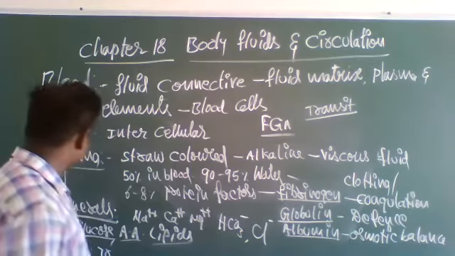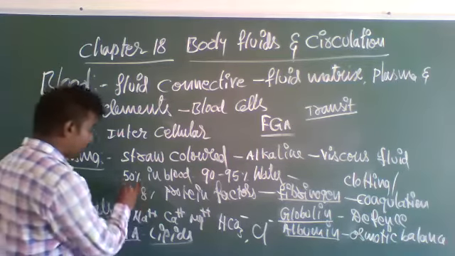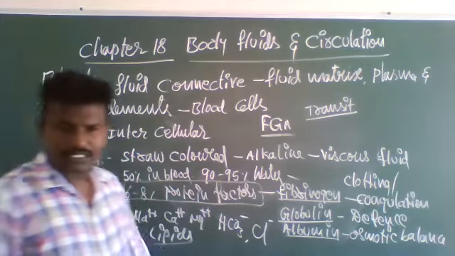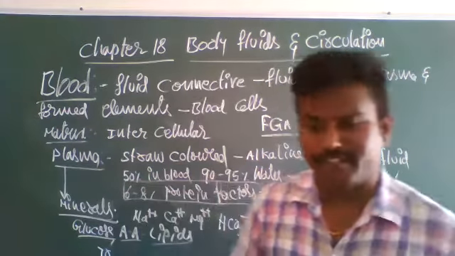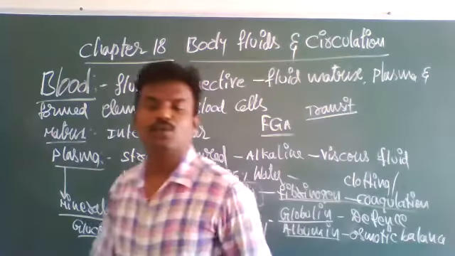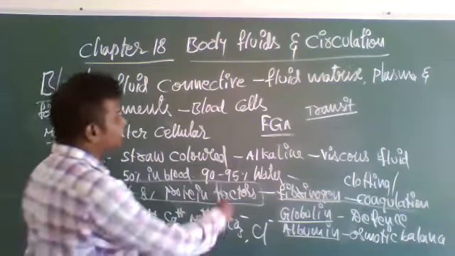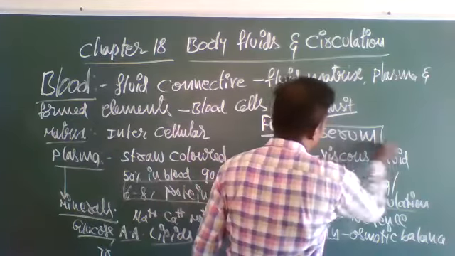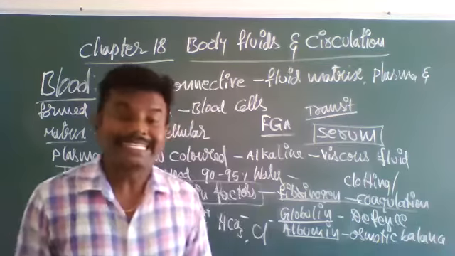Along with these, there are 6 to 8 protein factors, the clotting factors. Plasma without clotting factors is called serum. Serum. The plasma without clotting factors is called serum.